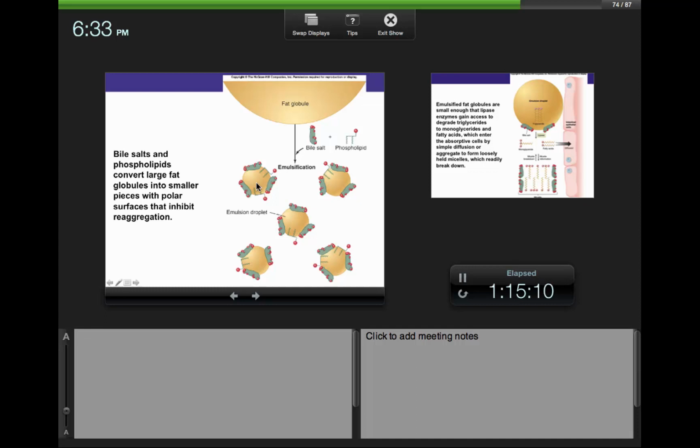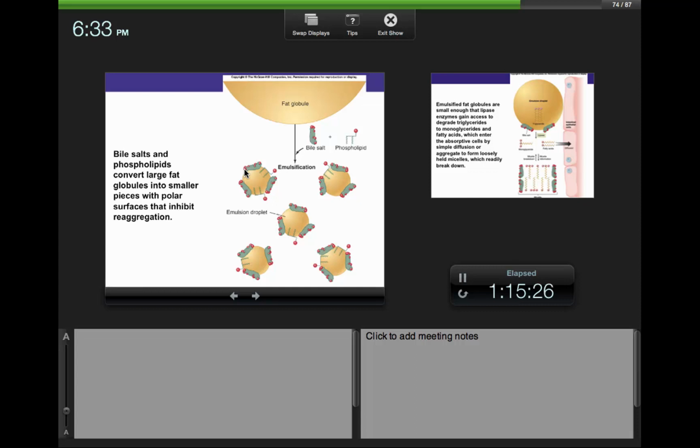Okay, so bile is very important, not in the breakdown of the big fat globules, because it's really the mechanical digestion that breaks them down into the smaller fat droplets. The bile just surrounds the smaller fat droplets so that they can't reaggregate.